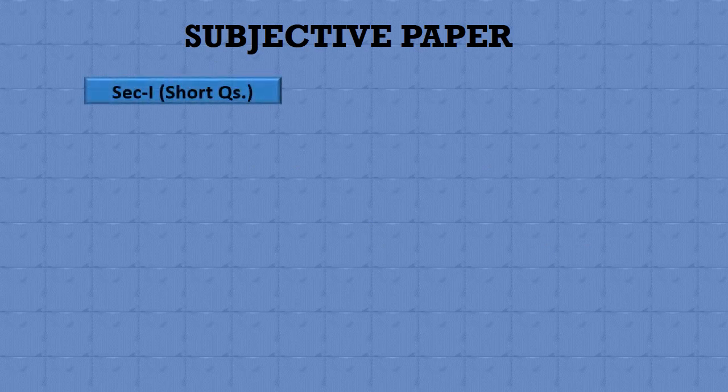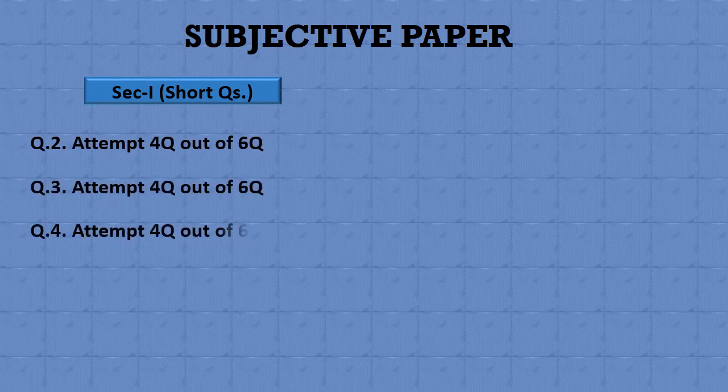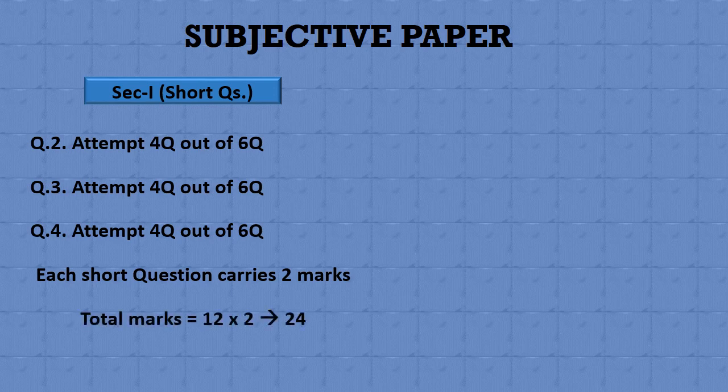The subjective paper has two sections. Section number 1 is of short questions. Question number 2, 3 and 4 are similar. These have 6 questions in total and you have to attempt 4 out of each. Each short question carries 2 marks. Total marks of this section are 24.